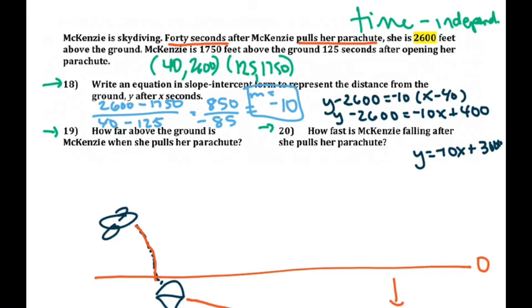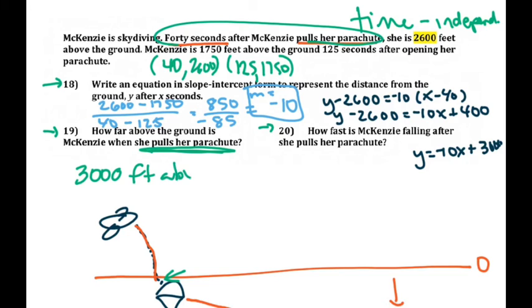Did you get that? Okay, number 19. How far above the ground is she when she pulls her parachute? So when she pulled her parachute was when the time began. That's when our time began, and so that's going to be our intercept. So she was 3,000 feet above the ground when she pulled her parachute.